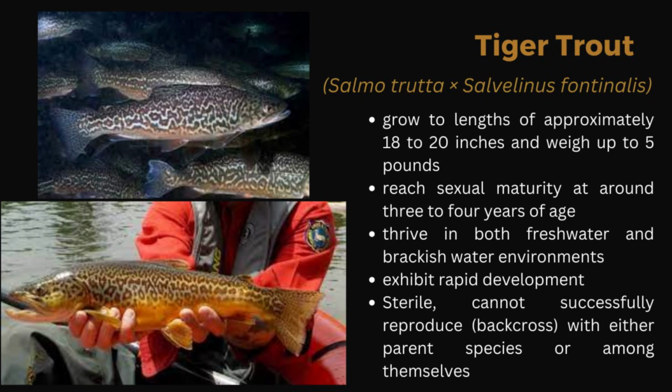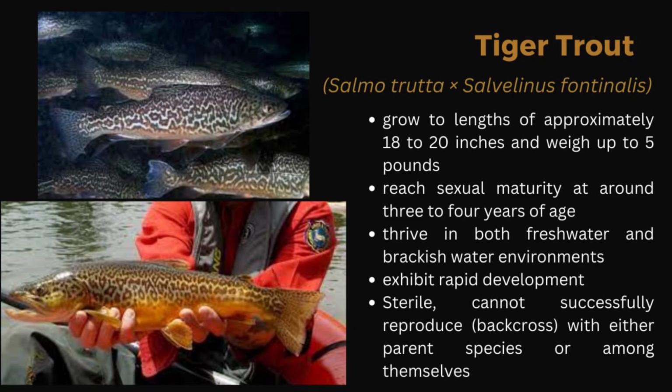Tiger trout are known as Salmo trutta cross Salvelinus fontinalis. It grows to lengths of approximately 18 to 20 inches and weighs up to 5 pounds. Tiger trout reach sexual maturity at around 3 to 4 years of age. It thrives in both freshwater and brackish water environments. These tiger trout exhibit rapid development. Tiger trout is a sterile species, which means that it cannot successfully reproduce or backcross with either parent species or among themselves.